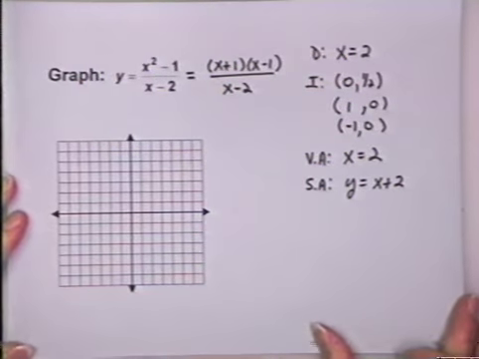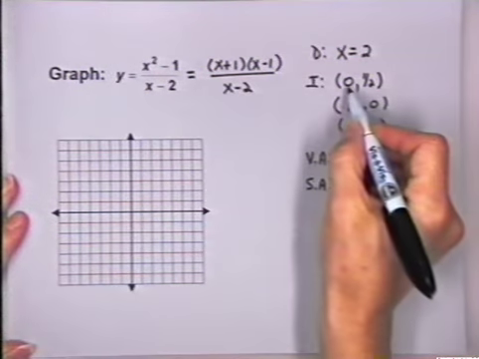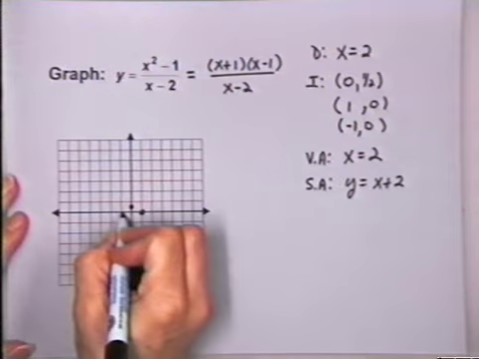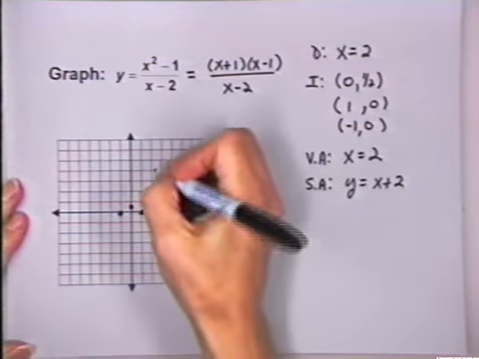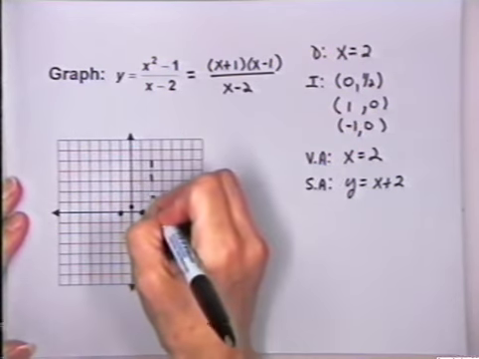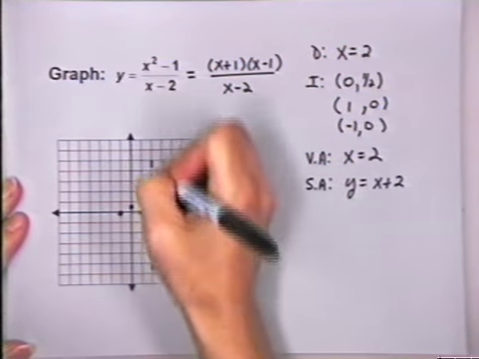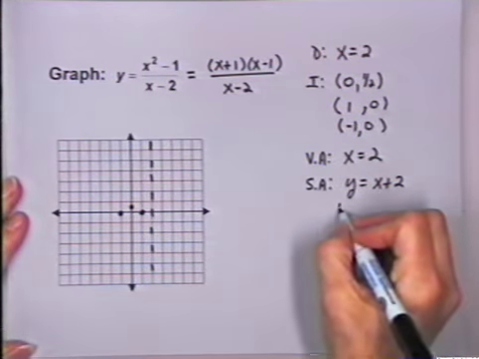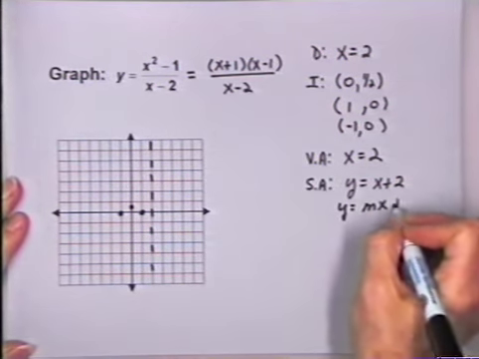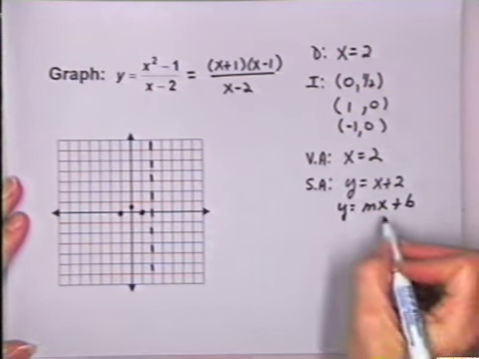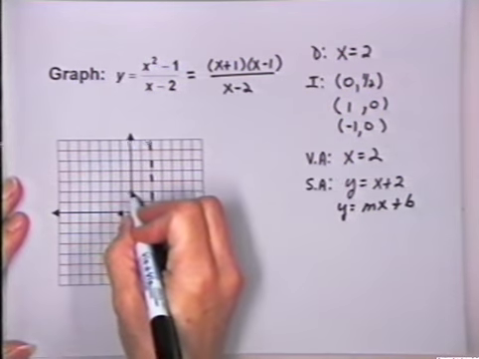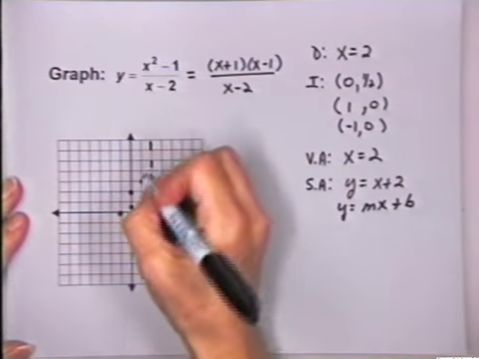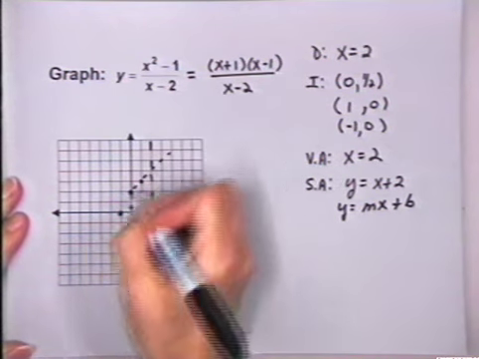Okay, before we do anything else, let's go ahead and locate some points and things. I have 0, 1/2, 1, 0, negative 1, 0, a vertical asymptote at x equals 2, and I have a slant asymptote, y equals x plus 2. Notice this is in y equals mx plus b form. So my y-intercept is 2. I'll go to that point. Slope is 1, so I'll go up 1 to the right 1. That will tell me where my slant asymptote is.